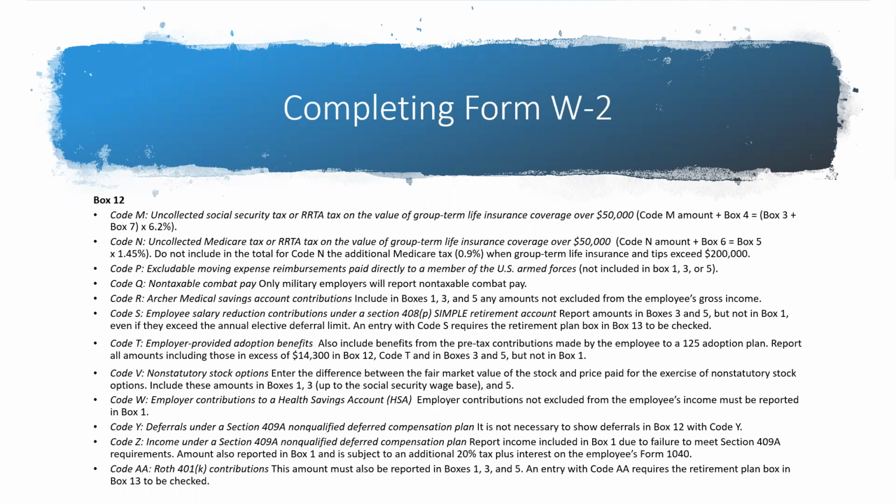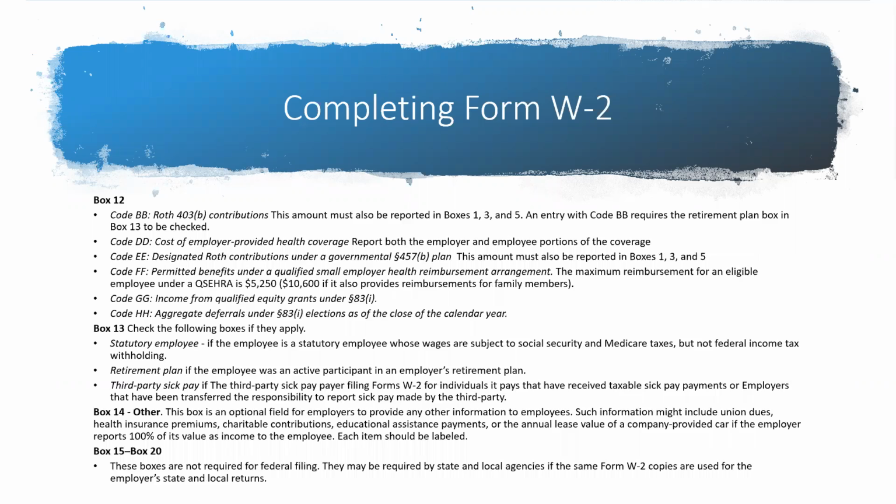Code DD is another one, and that's the cost of employer-provided healthcare coverage. That has to be completed for any employer that filed 250 or more Forms W-2 in the preceding calendar year. And that one is the total cost, so that would include employee contributions as well as employer contributions. It's the total cost of the healthcare coverage for the whole year. So code DD is definitely a big one. I would star that one for sure.